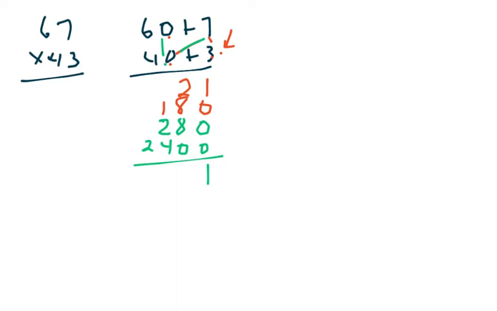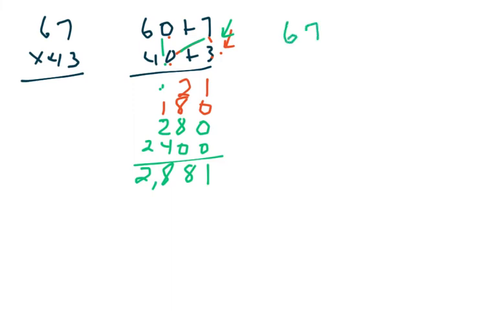1, 10, 18. Carry the 1. 2, 3, 4, 8, 2,881. So there it is, same thing, except this time I started with the 3. Now I did that because I'm going to show you the mental method, okay? The mental method. It's the shortcut method.